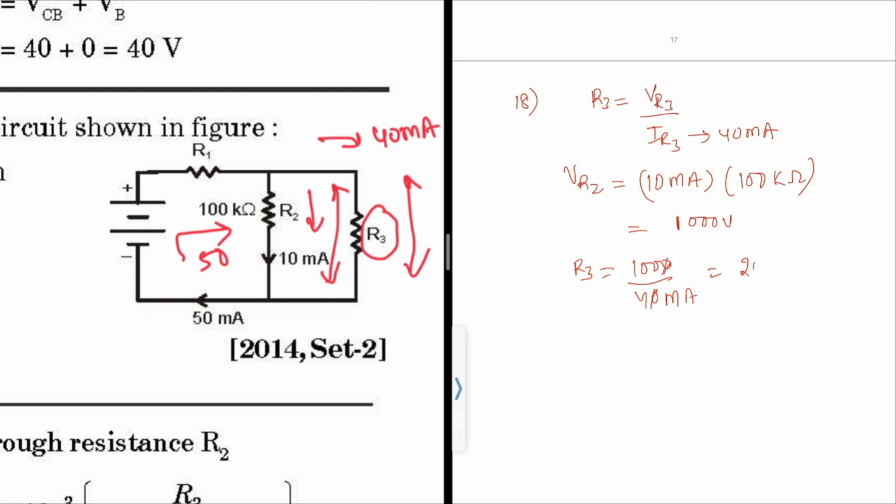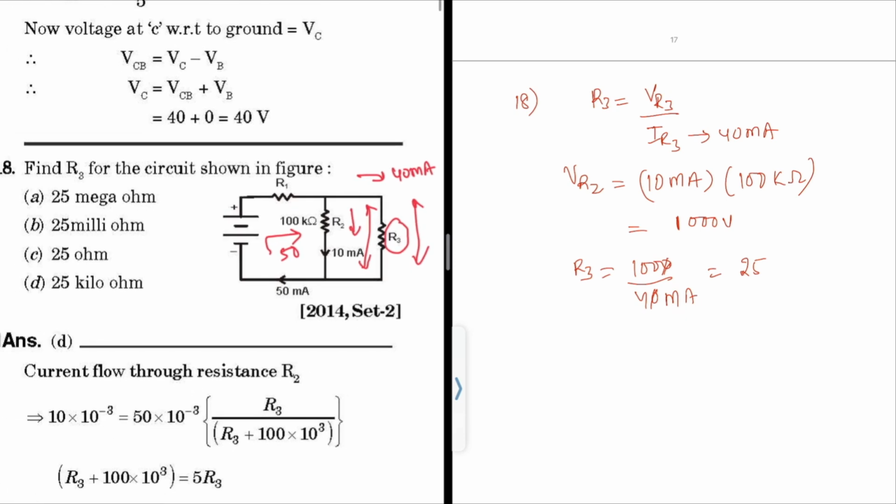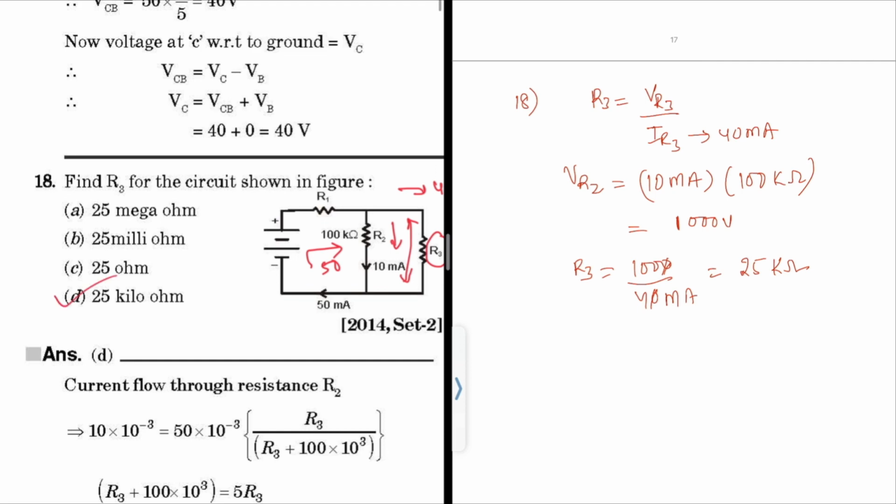So 4 2s are 25. So 25 kilo ohms will be the answer. Okay.